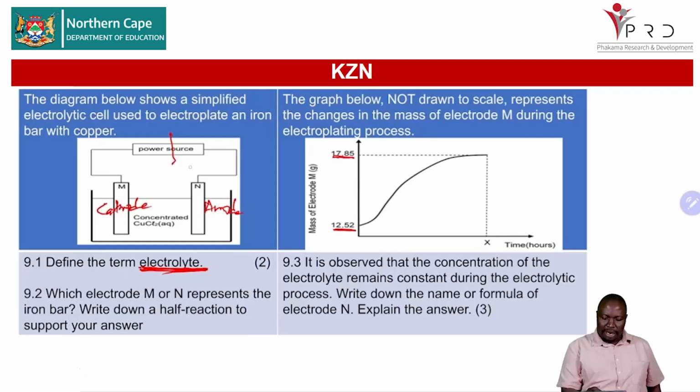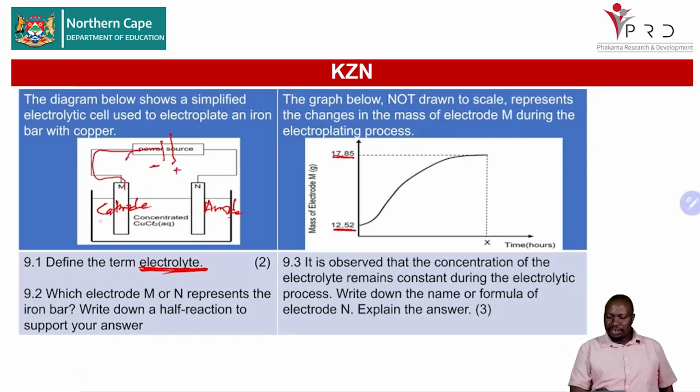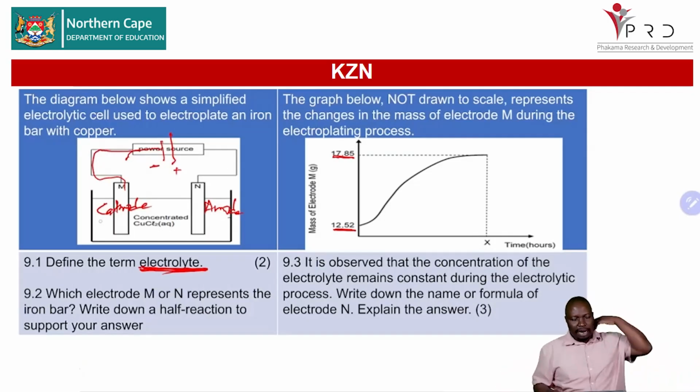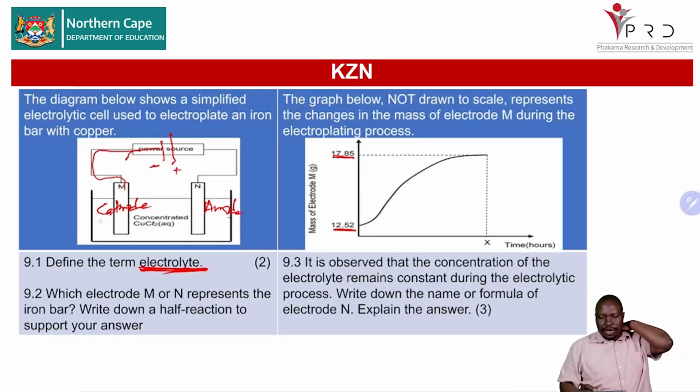Positive is anode, so the bigger one is like that, and the smaller one is like that. So you can even show it like that to say this is negative, this is positive, because positive is anode, negative is cathode. So the problem becomes even much easier for you. You can see now it is electroplating.